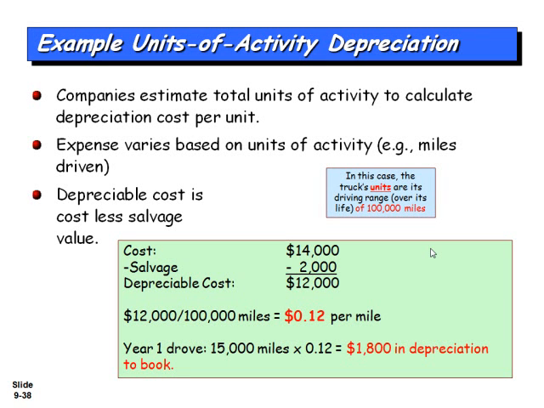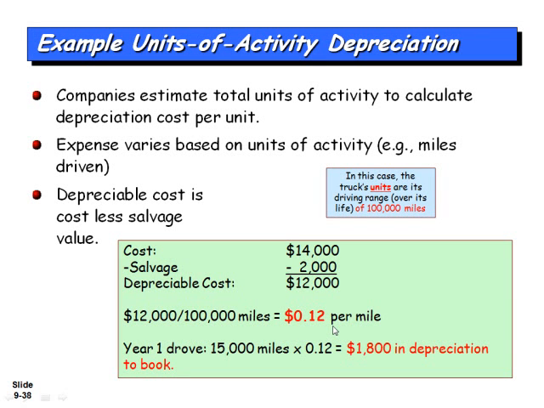Okay, let's go to units of activity. So turn back to your spreadsheet. Again, we have pretty much the same facts, except we're going to calculate depreciation as a form of per mile. Okay, so write this calculation in on the side of your page. We're going to take that depreciable cost, because that's all we want to write off, and divide it by the 100,000 miles that we estimate that this truck's life is good for. 12,000 divided by 100,000 works out to 12 cents of depreciation per mile.